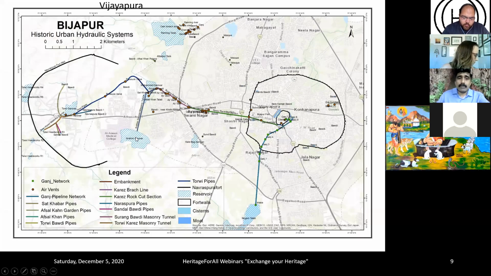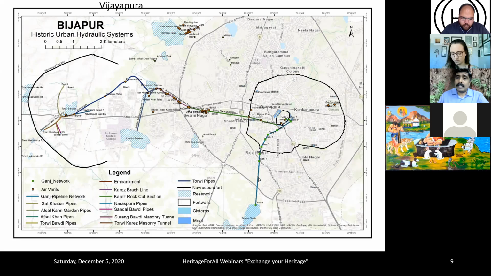Now here, this is the most complicated one because it uses not just the groundwater, but it also uses lots of surface water bodies. So you can see all these surface water bodies which get connected through pipelines. You cannot even imagine pipelines. They were using terracotta pipelines or earthen pipes to bring water to these Qanat systems and then take it to the city. So a huge system as such, around 14 to 15 kilometers, it runs from the outskirts of the city and brings water to the main city as such.